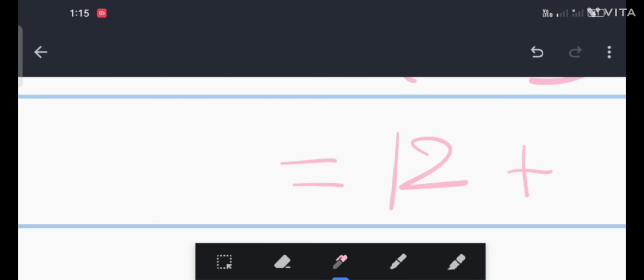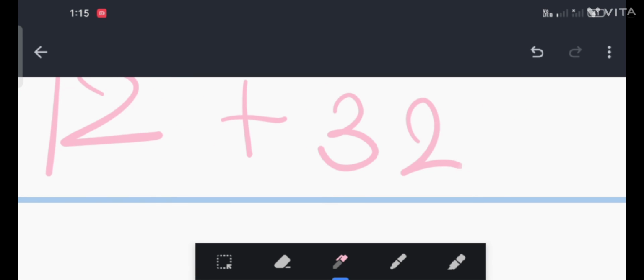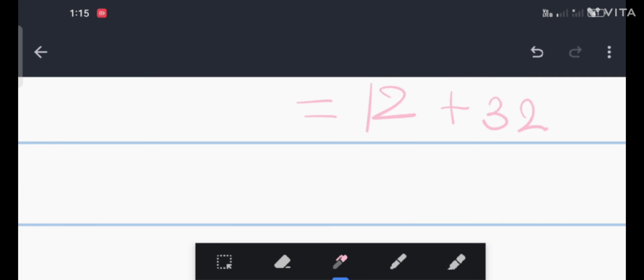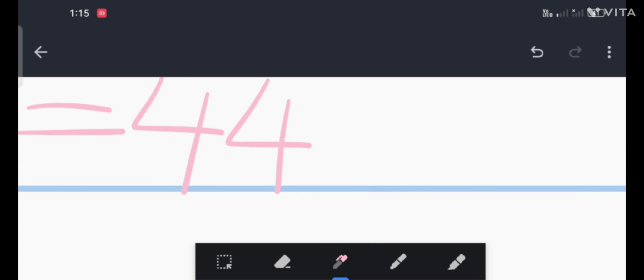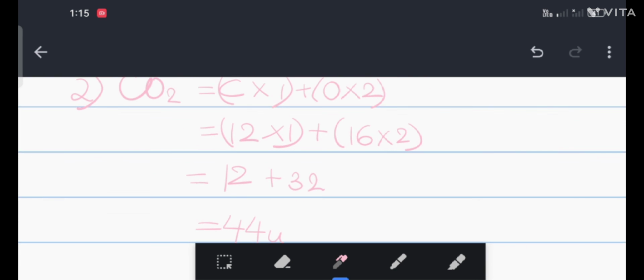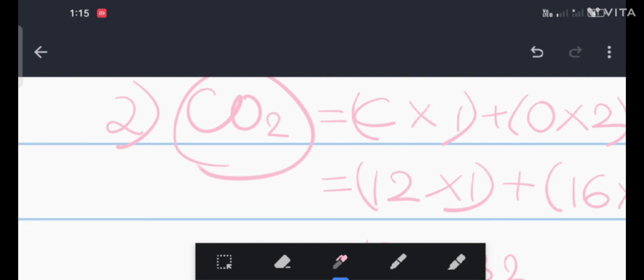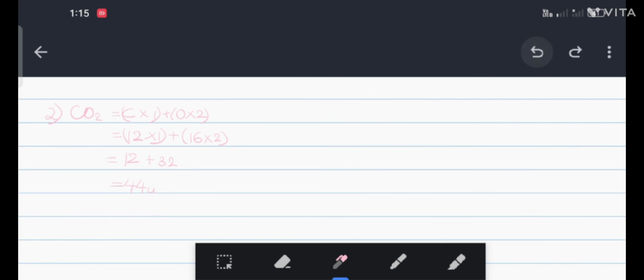So 12 into 1 is 12 plus 16 into 2 is 32. Now 2 and 2 is 4, 1 and 3 is 4. Wow. So the molecular mass number of CO2, which is carbon dioxide, is 44 Dalton.